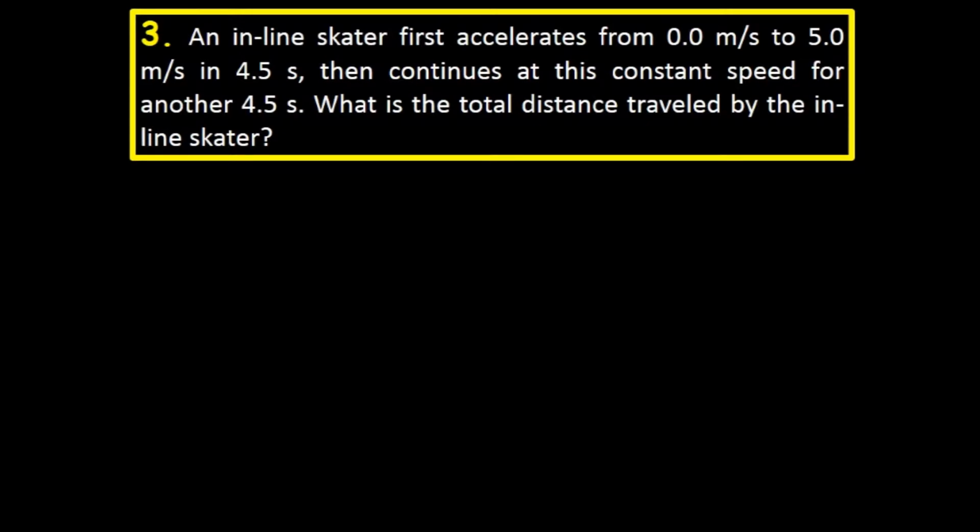An inline skater first accelerates from 0 to 5 meters per second in 4.5 seconds, then continues at a constant rate for another 4.5 seconds. What is the total distance traveled by the inline skater? This will be in two parts. They're looking for distance in both parts: distance during the acceleration period, and then distance at the constant speed portion of the experiment.